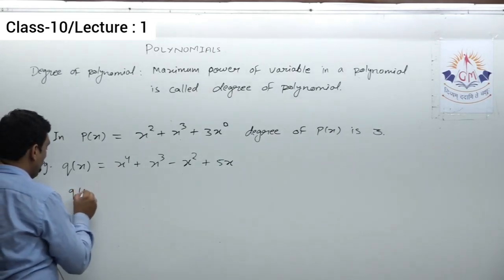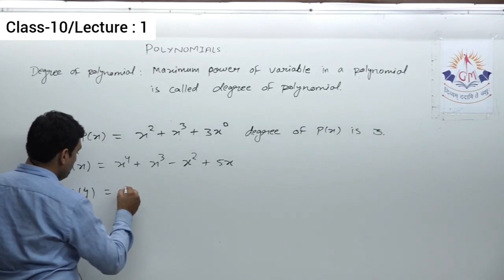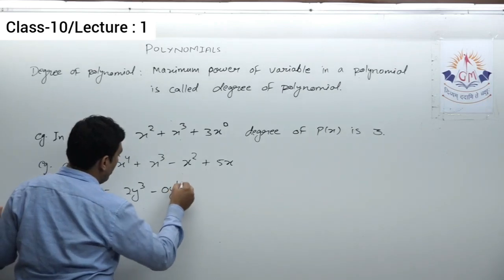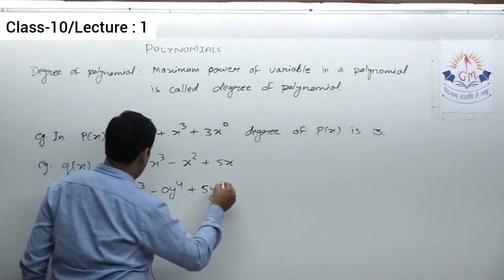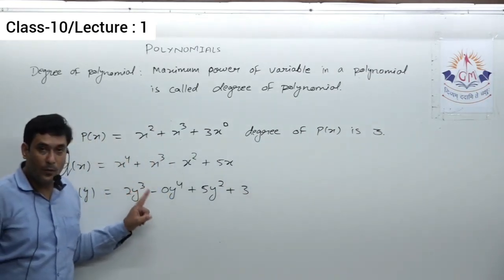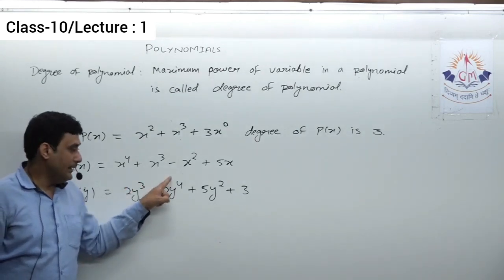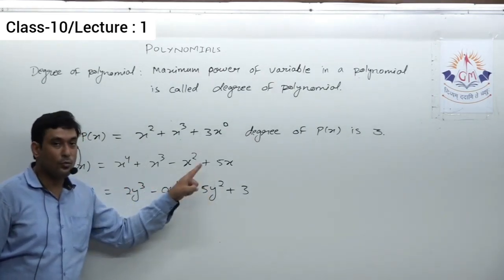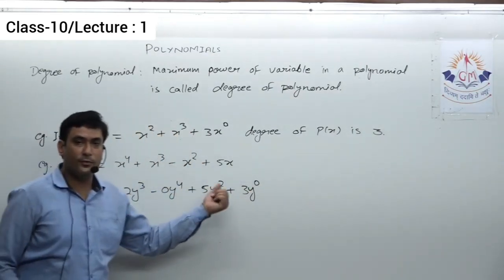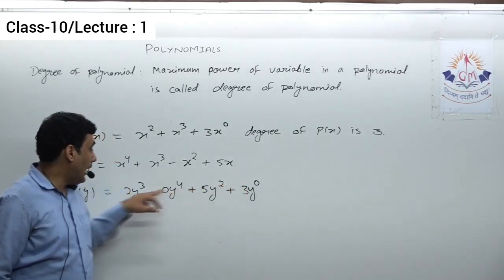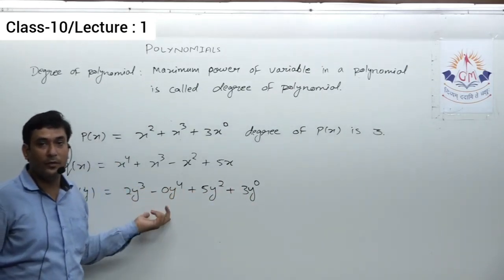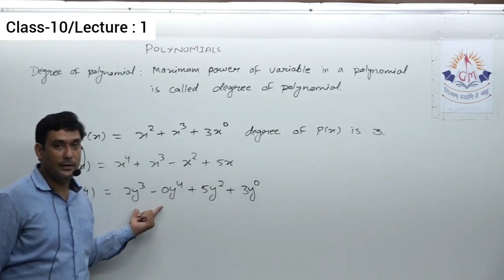Okay, let me take one more example. If I take q of y, 2y cube minus 0y raised to 4 plus 5y raised to 2 plus 3. Now over here if you see the power of the variable, here it is 3, here it is 4, here it is 2, and here definitely I can write again 3y raised to 0, because anything raised to 0 is 1. Okay, so among these 3, 4, 2 and 0, 4 is the maximum. So degree of the polynomial is 4, isn't it?